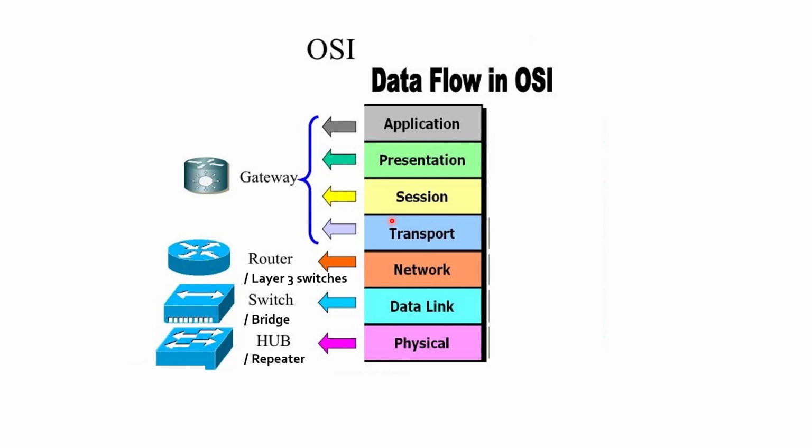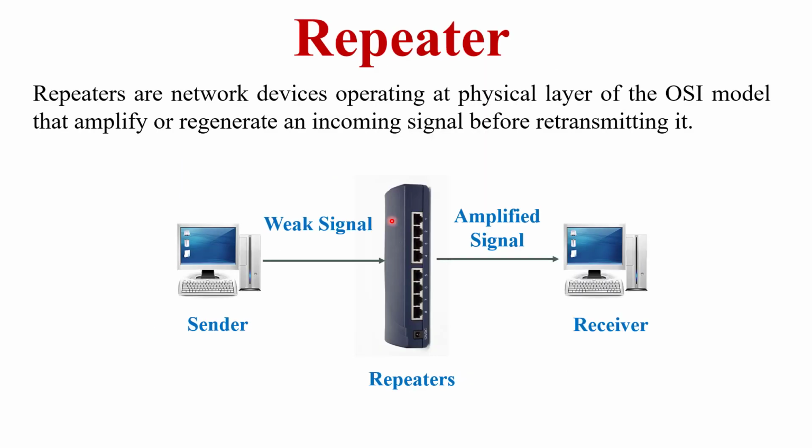So this is the importance of the OSI model, and in this way we understand the relationship between internetworking devices and the OSI model. Now one by one I will explain to you the different types of internetworking devices. So first, the basic internetworking device is the repeater.